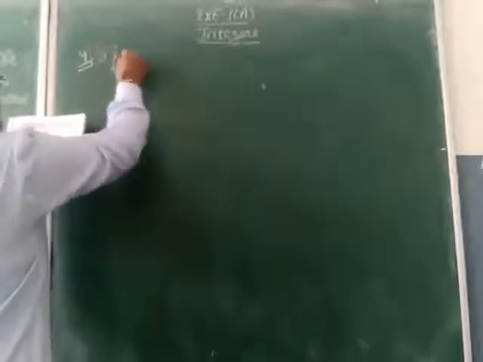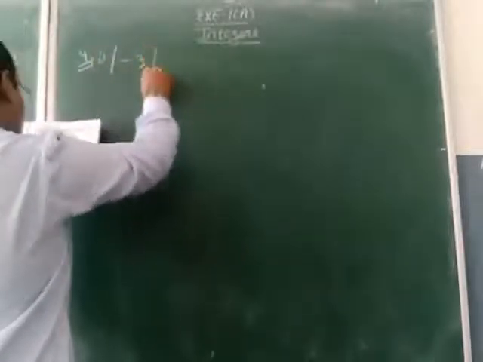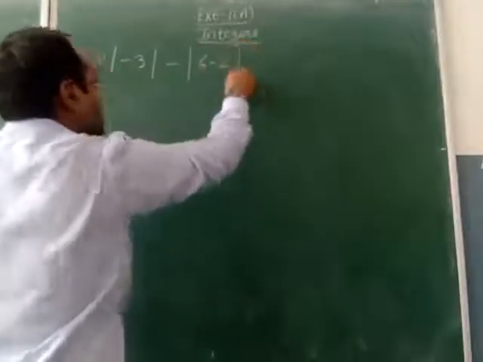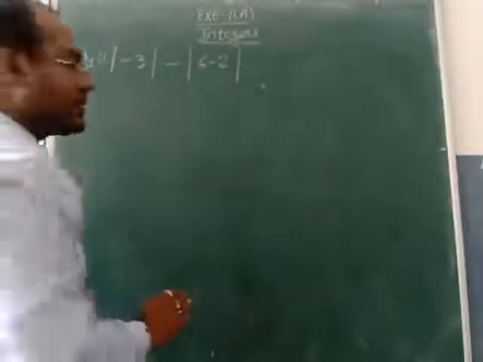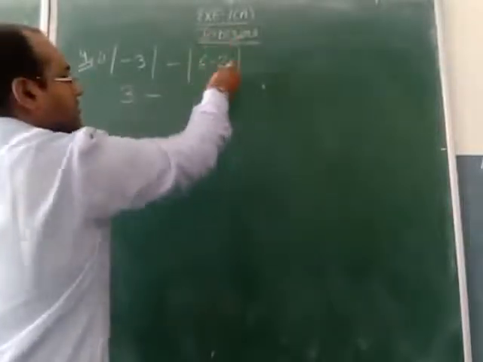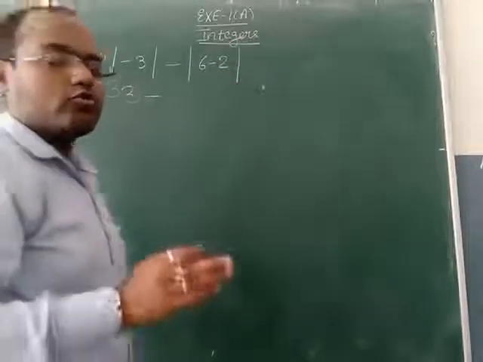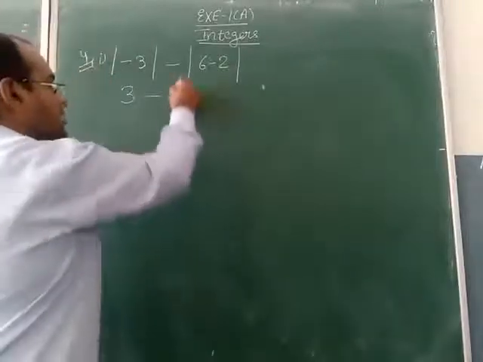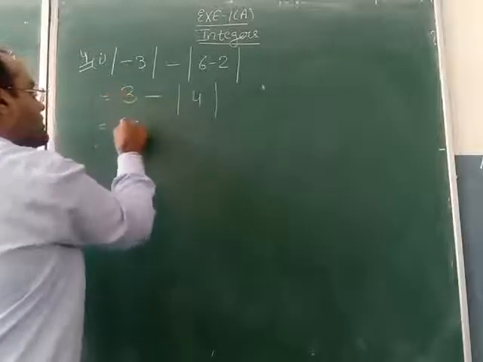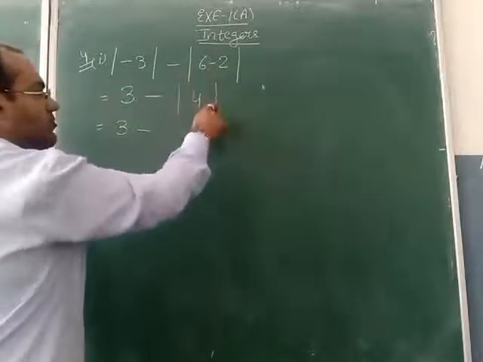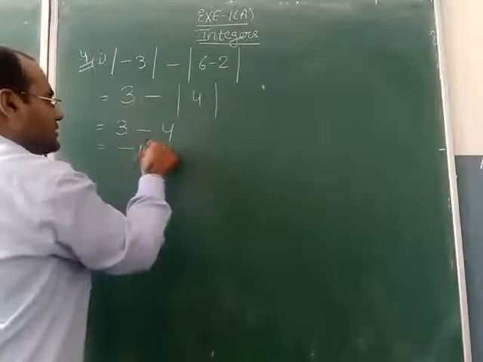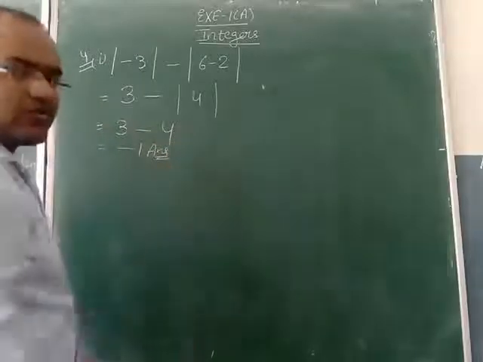Absolute of minus 3, minus absolute of 6 minus 2. When we remove the absolute sign, the minus will also get removed. Answer will be 3 minus. The second absolute sign we will not remove yet because inside the absolute there are two numbers. We will solve them and write the absolute as it is. 6 minus 2 will be 4. Now 3 minus absolute, when we remove it, we have to write the number only. Number is 4. Now 3 minus 4 answer is minus 1. So this is your final answer of the first part.